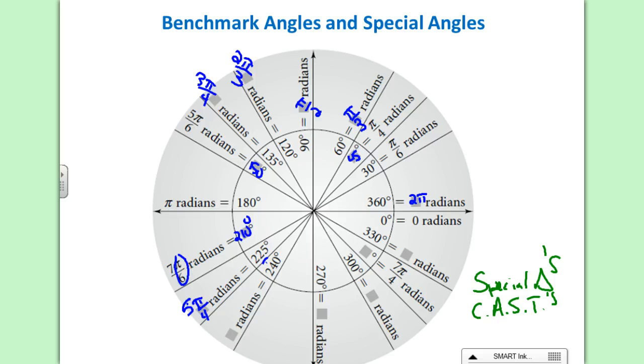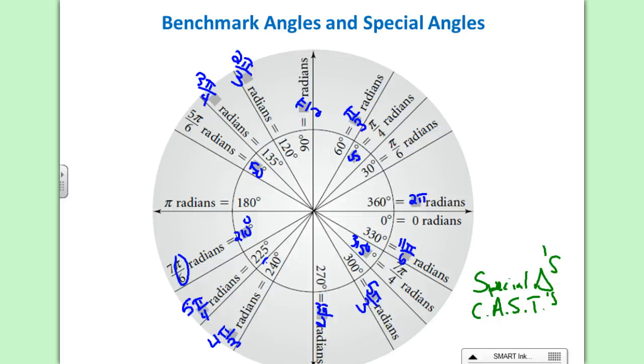We've got 240 degrees. That's 4 times 60. That's 4 pi over 3. 270, that's 3 pi over 2. 300, that's 5 times 60. That's 5 pi over 3. 7 pi over 4 is 7 times 45. So that's 315, and last but not least, 330 degrees is 11 times 30, 11 pi over 6, or one might think of it as pi over 6 less than 2 pi, right?